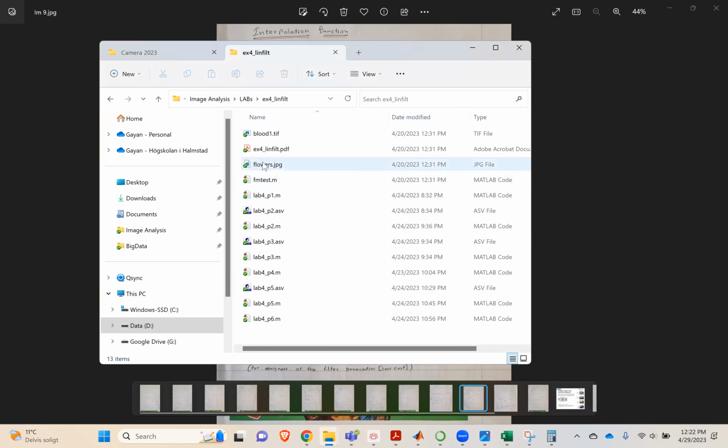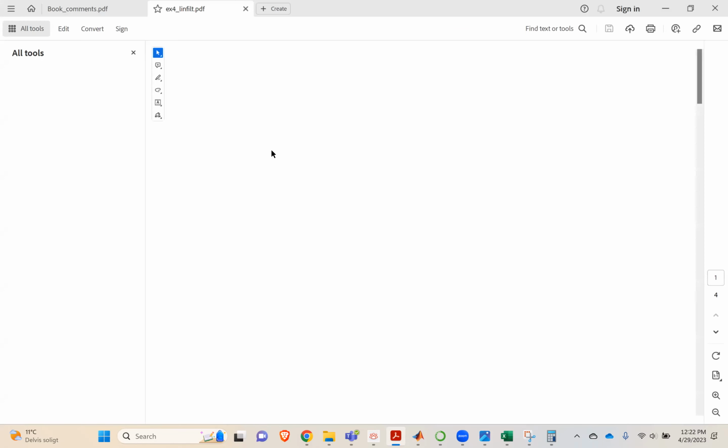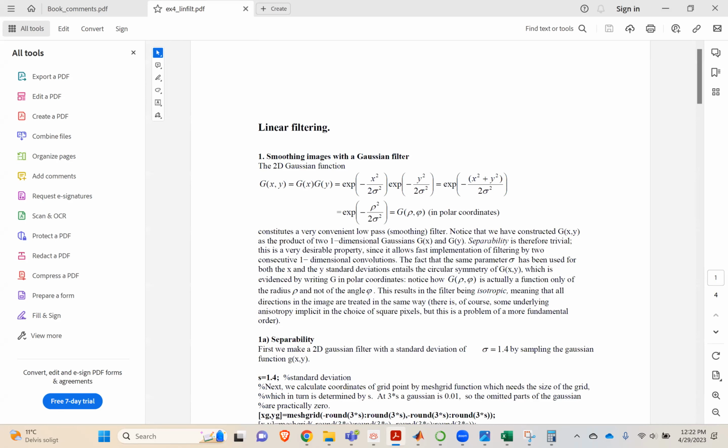Which lab did we do that? Can anybody remember? Gaussian filters. Oh yeah, this one exactly.